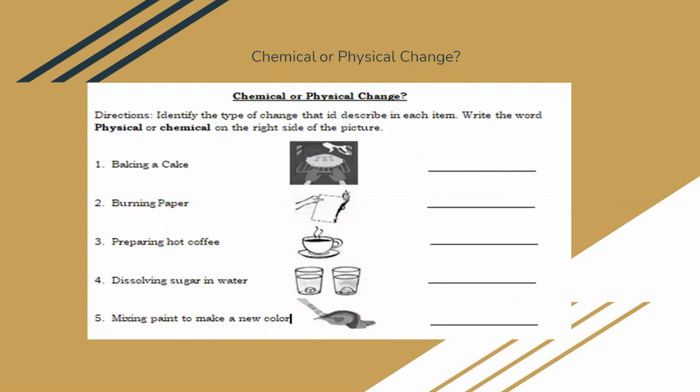Now for our activity, chemical or physical change. Direction: identify the type of change that is described in each item. So write the word physical or chemical on the right side of the picture. All right, so we have number one, baking soda. So you're going to write if baking soda is physical or chemical. Number two, burning paper. Number three is preparing hot coffee, number four, dissolving sugar in water, and number five, mixing paint to make a new color.